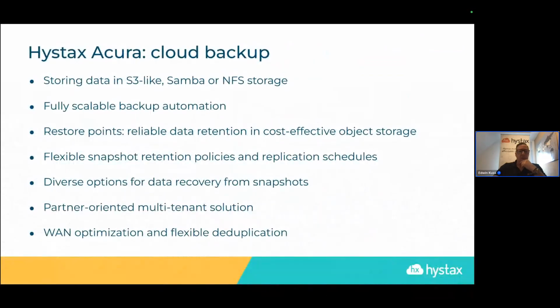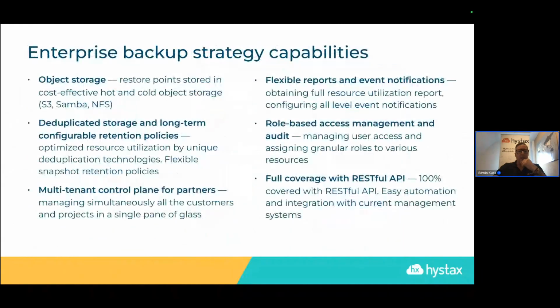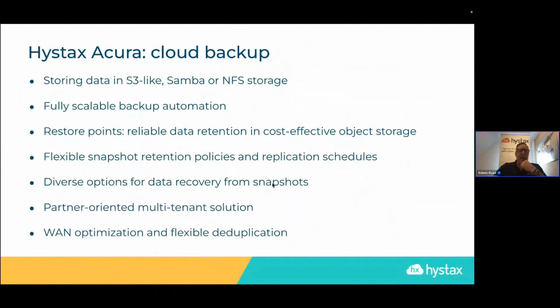Also here we have the replication agent on the source machines. We take the snapshots, store them. Now this is where the difference comes in: object storage. So for VR, we use block device volume storage. For backup, of course, we use object storage because it's much more cost effective. Any S3 compatible, Samba or NFS storage does the job.